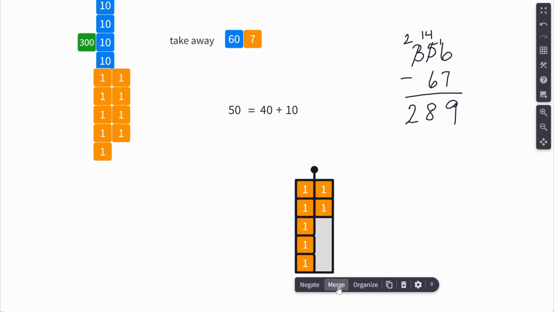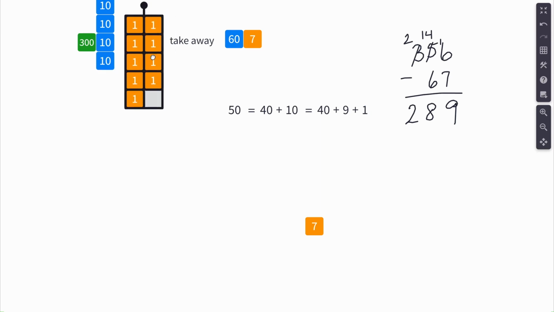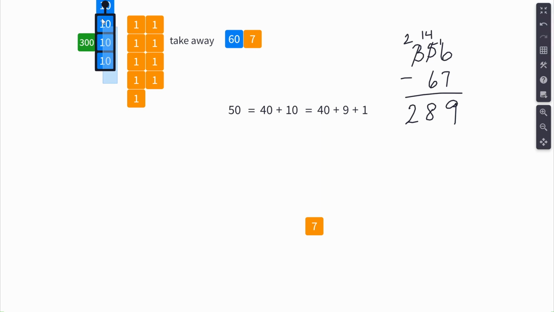So I'm going to take away 7 ones. I've further regrouped this to 40 plus the 9 left over here plus the 1 that I took away. So now I have 9 ones left. I can't regroup those. They are just 9 ones. There's not enough to make a 10. Now I need to take away 60, but I only have 40. Where can I get more tens?